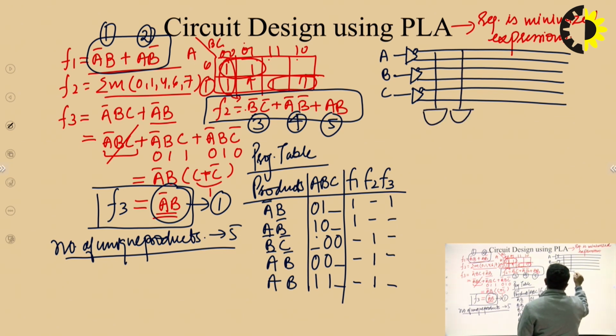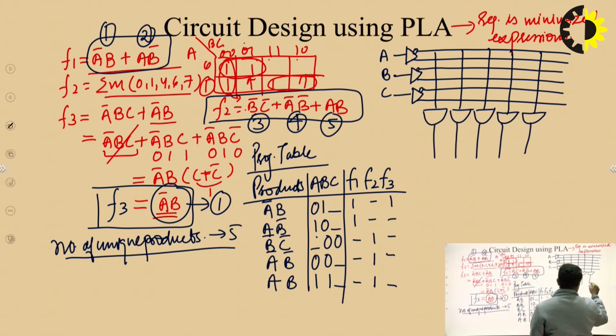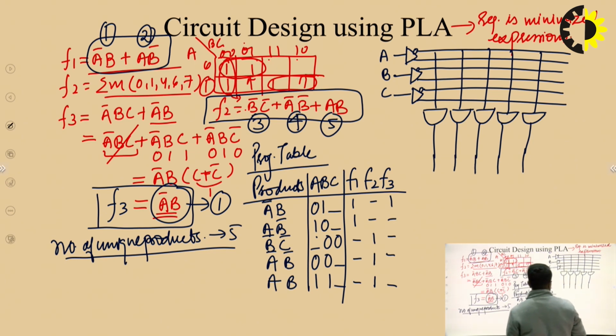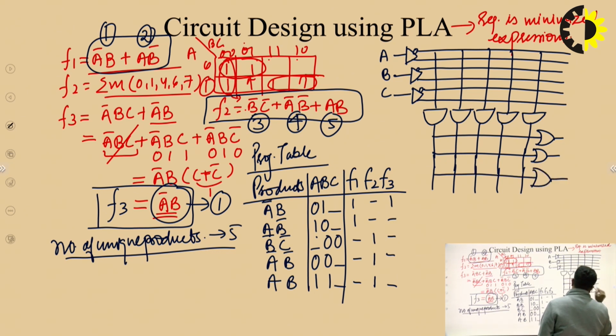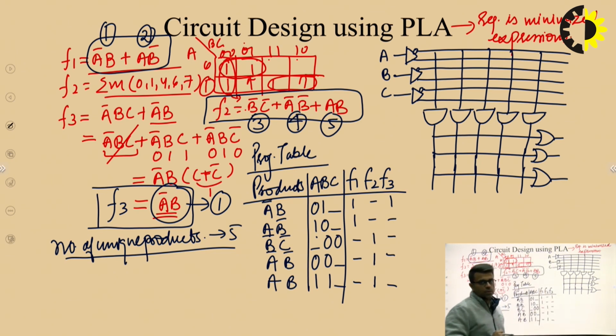So I need 5 products: 1, 2, 3, 4, and this one is the 5th product. These are my products. Now I'm going to use 3 outputs, so there are going to be 3 sums. So this is a blank PLA. Now we will start programming it as per my requirements.